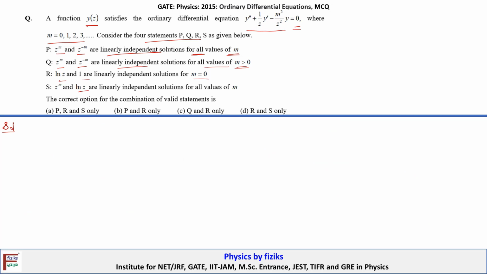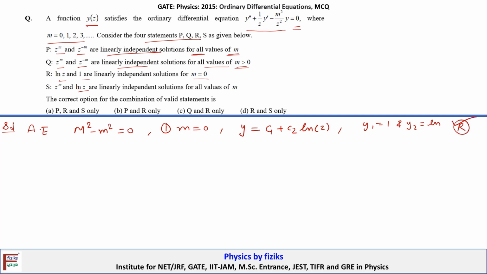Here I can write our auxiliary equation again. That auxiliary equation is capital M squared minus small m squared is equal to 0. For the first case, m equal to 0, we obtained y is equal to c1 plus c2 into ln of z. Now taking the values of c1 and c2 equal to 1, we obtain y1 is equal to 1 and y2 is equal to ln z as the two independent solutions for m equal to 0, according to which this R statement is the correct statement. This is our conclusion from the first case.